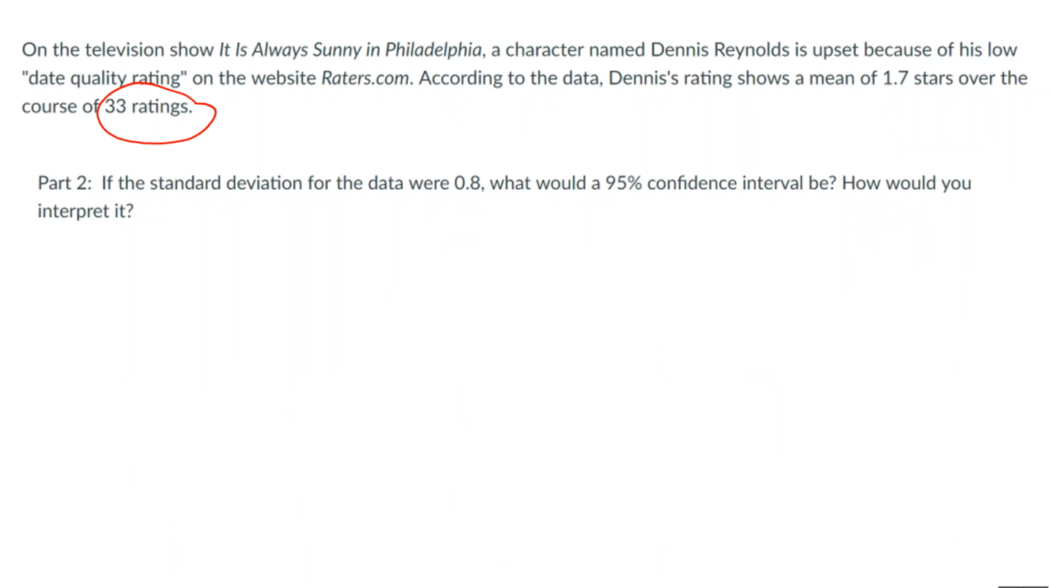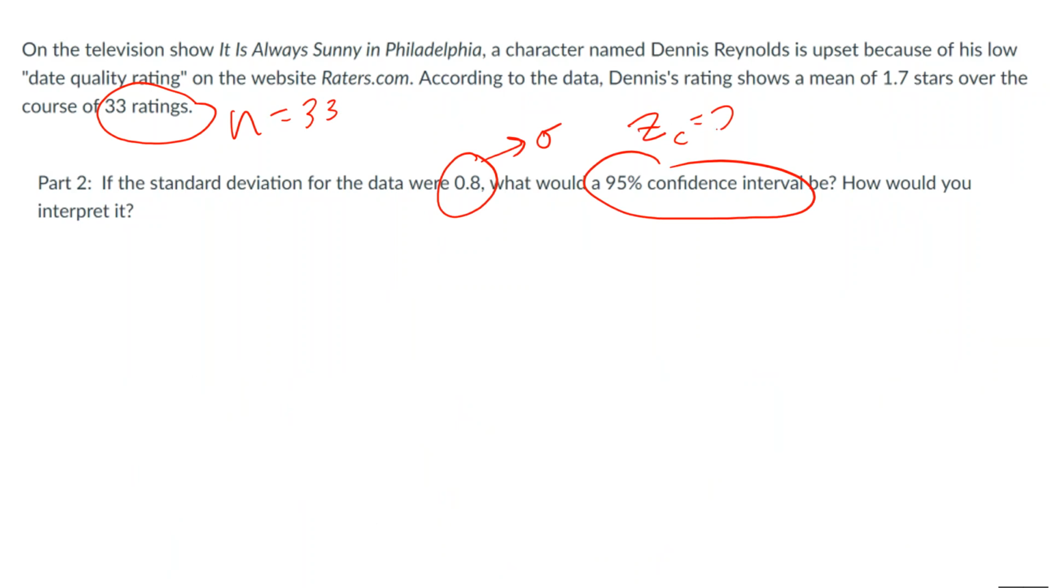Let's find out. So we have 33 ratings, and we have a standard deviation of 0.8. We want a 95% confidence interval, so we know by the empirical rule that's 2. Textbooks might say 1.96. 2. And then he still has the same sample mean for this example. It's 1.7, that's x bar.